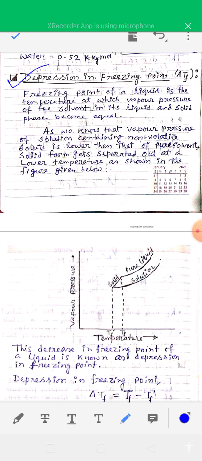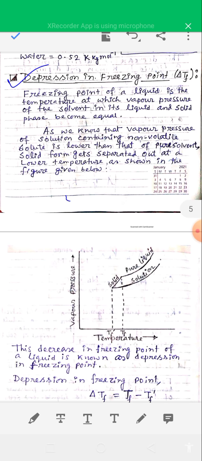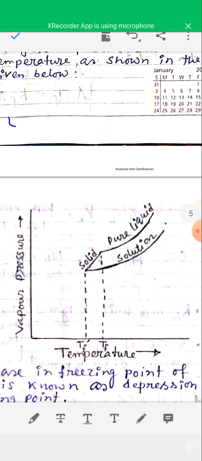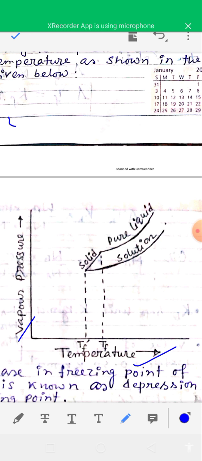The freezing point of a liquid is the temperature at which the vapor pressure of the solvent in its liquid and solid phase become equal. That is, the freezing point of a liquid is the temperature at which the vapor pressure of the liquid becomes equal to the vapor pressure of the solid. Graphically, you can see from this diagram, this is the vapor pressure versus temperature graph.